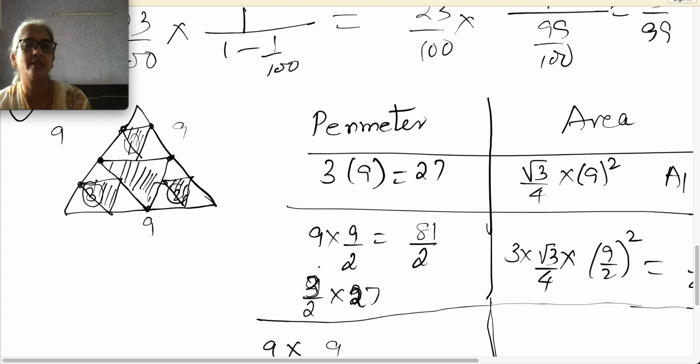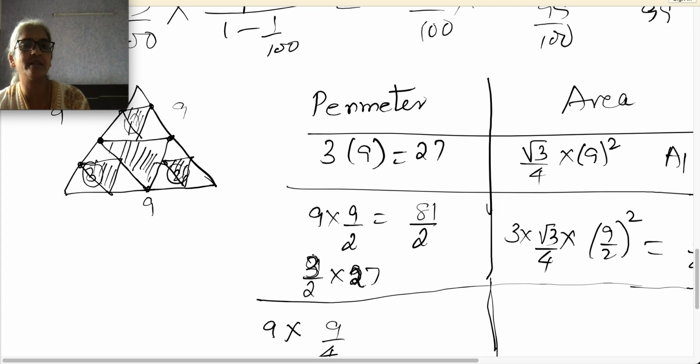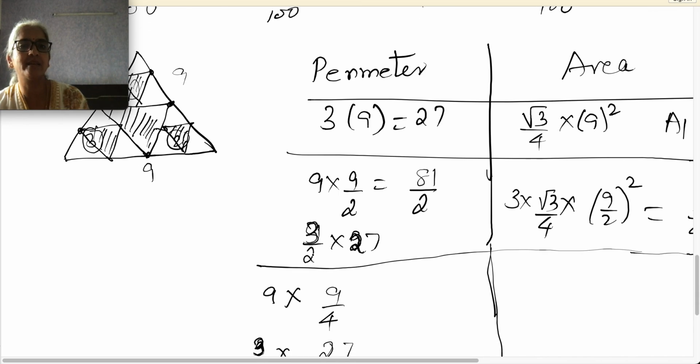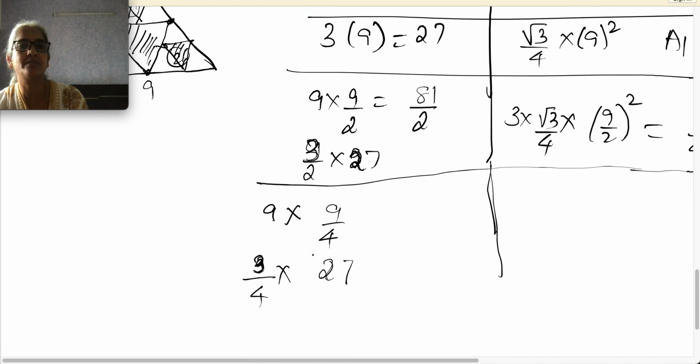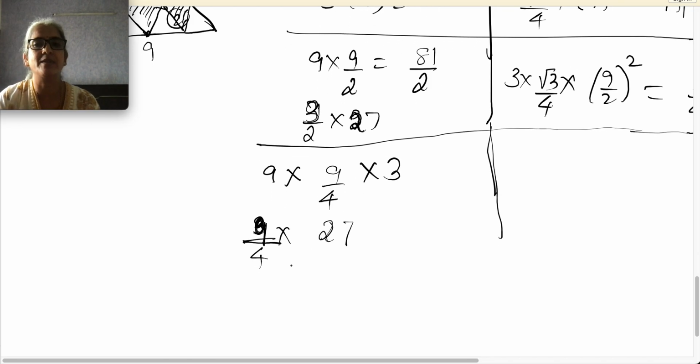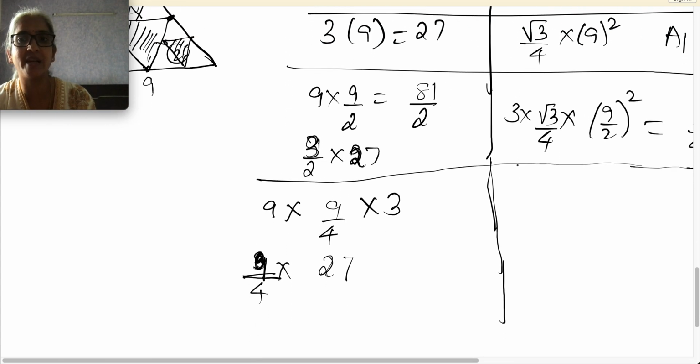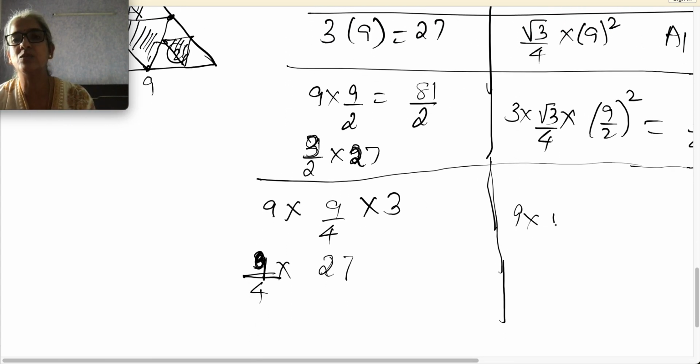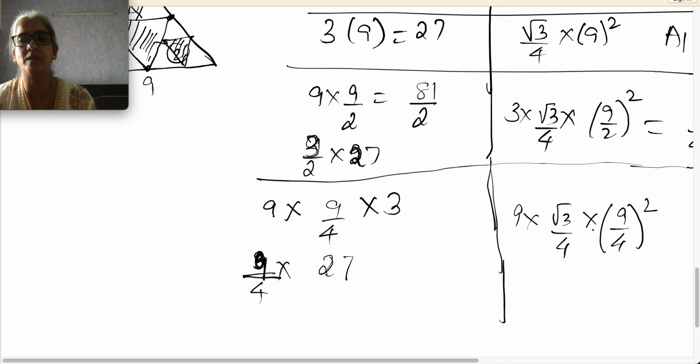Let me just check. So there are 1, 2, 3, 4, 5, 6, 7, 8, 9 triangles, each with length, so there are, each has 3 sides, so 9 by 4 times 27 is the perimeter. And how many triangles do I have now? 9 triangles, each with area of root 3 by 4 into side square.